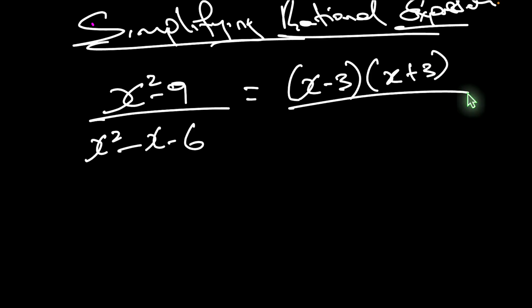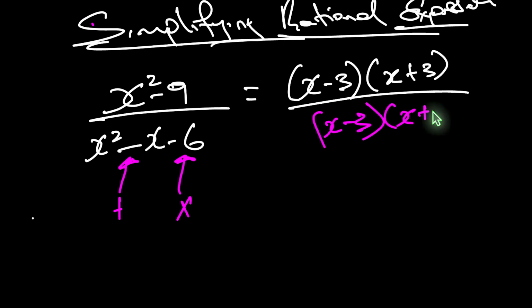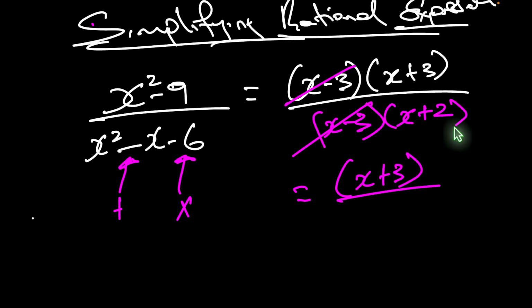And then underneath that now, if you think of two numbers that will multiply to give us negative 6 and add to give us negative 1. So that's the product, negative 6, and the sum, negative 1. And those two numbers are negative 3 and 2. So when we factorize that, we end up getting x minus 3 and x plus 2. And all you have to do here is cancel out the x minus 3's, and what you're left with is just x plus 3 over x plus 2. And that would be finished.